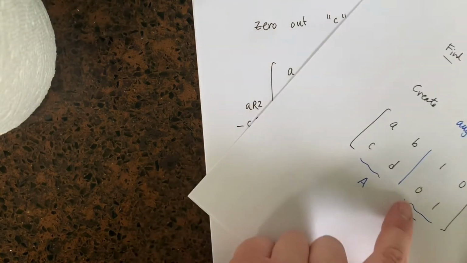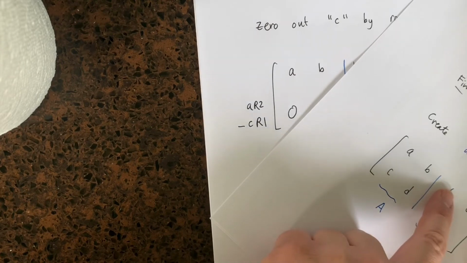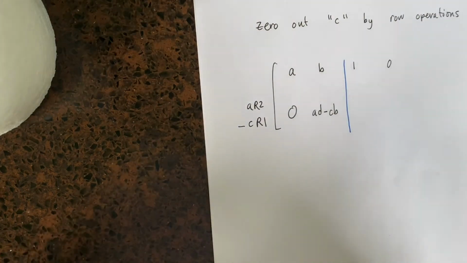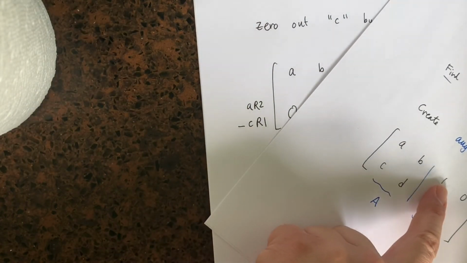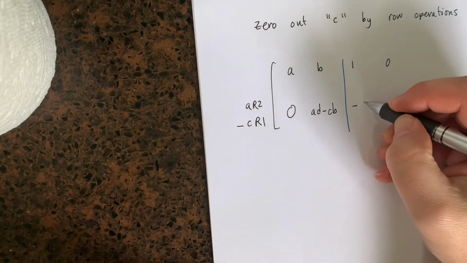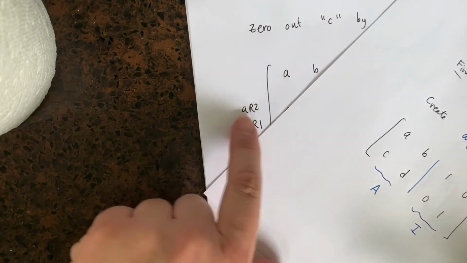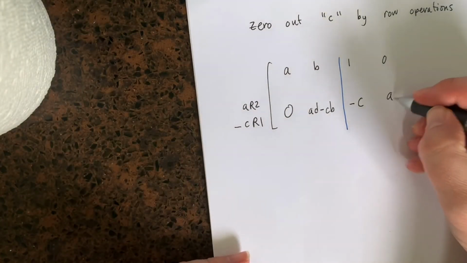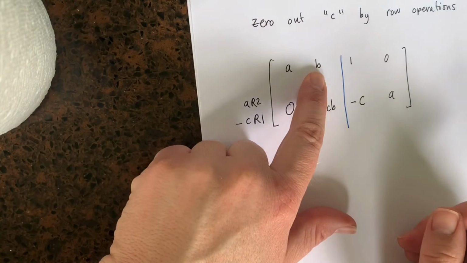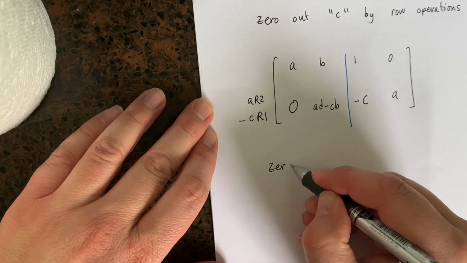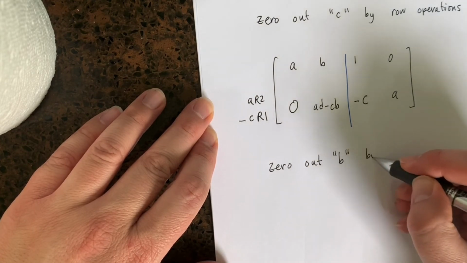And now we've got minus C, that's nothing, times 0. So A times row 2, minus C times row 1. So minus C times row 1, minus C here. Minus C times row 1, that's 0. A times row 2. Now we've got to zero out B by row operations.